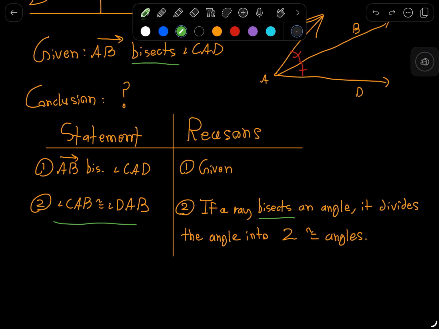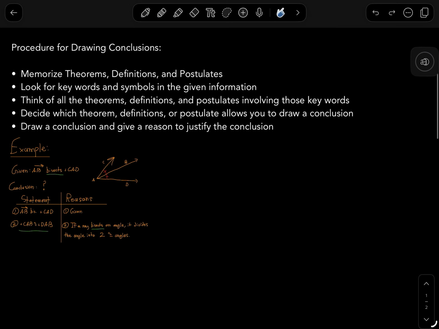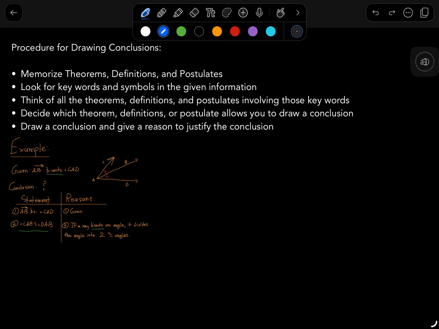So again, that was a pretty short recap of how you should approach these questions. The most important part: memorize your theorems, because after that it becomes much easier. You know what to expect.